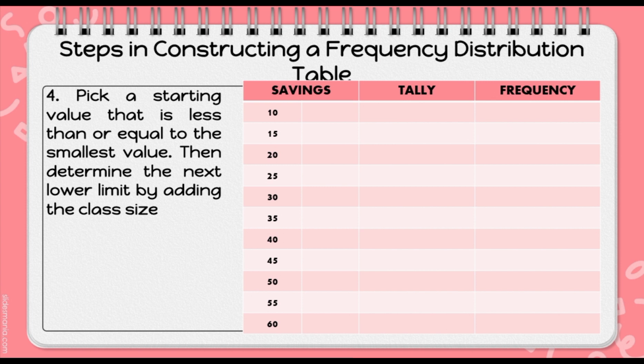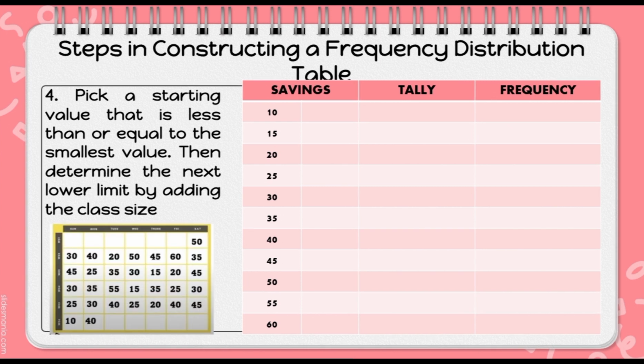Alright, for our fourth step, we have: pick a starting value that is less than or equal to the smallest value. Then, determine the next lower limit by adding the class size. So here in our example, the lowest value or the smallest value we have is 10, right? So that's why we have 10 there in our first row. A row in a table is what we call the interval.